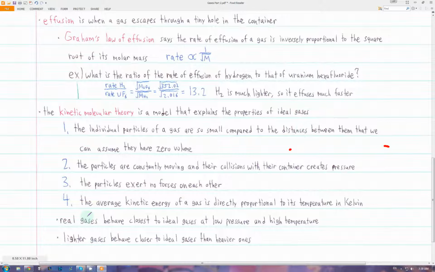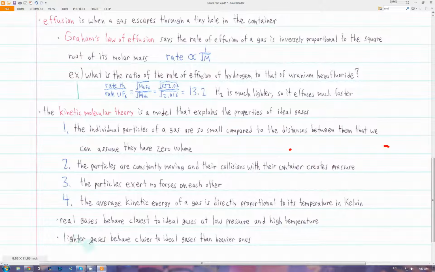And so real gases behave closest to ideal gases at low pressure and high temperatures. Low pressure because at low pressures the volume is bigger, there's more space for the gas particles, and so the distances between the particles can be greater. And we remember in point 1 we said that the distances between them are great. So the more distance between the particles, the more accurate this point is in the ideal gas model. And at higher temperatures, the particles are moving around faster. And so the intermolecular forces that they exert on each other are not as big when they're moving really fast. And remember, we ignored those forces that the particles exert on each other.